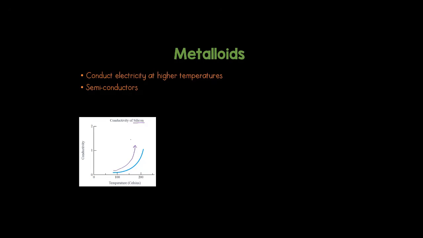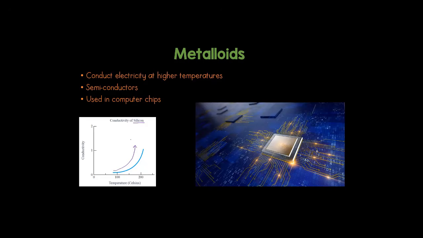Semiconductors are great if you want to control when you want to conduct electricity. In fact, semiconductors, like silicon, are used to make computer chips because sometimes you want the computer chip to be conducting electricity to send a signal, and sometimes you want it to not be conducting electricity. So without silicon, you would not be able to use your cell phone, and you would not be able to watch this video.